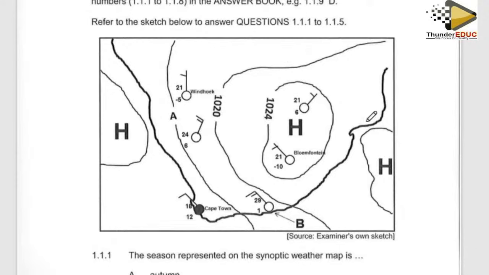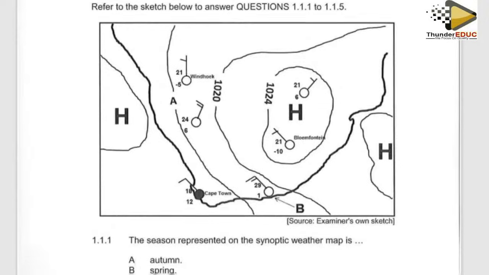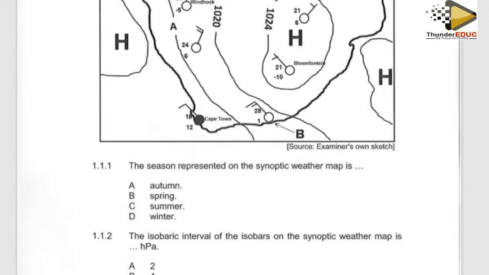We are given a map here. We need to start by interpreting that map. We have a high pressure cell in the center, and we know that if there is a high pressure cell in the interior, the season depicted is winter. Let's quickly go to the questions. 1.1.1. The season represented in the synoptic weather map is, like I said, winter. So the answer is D.